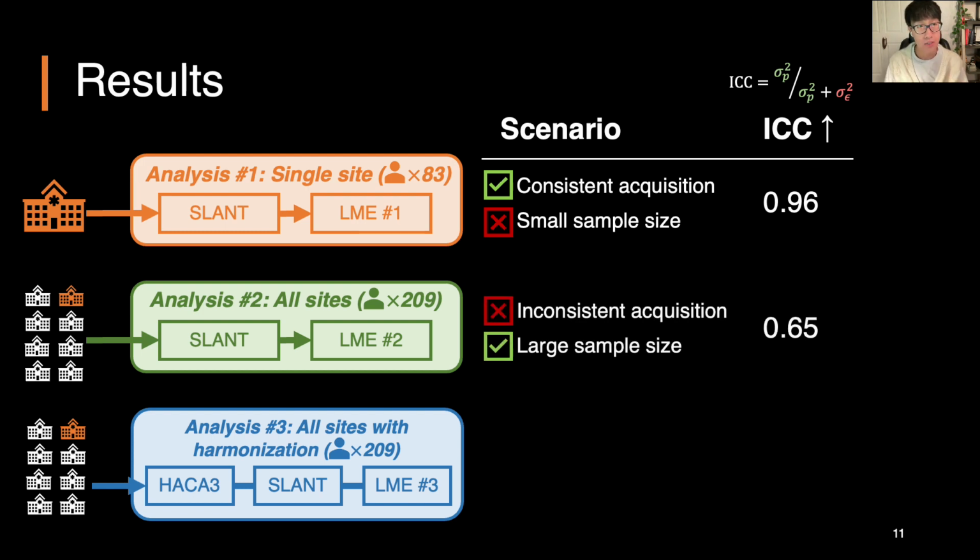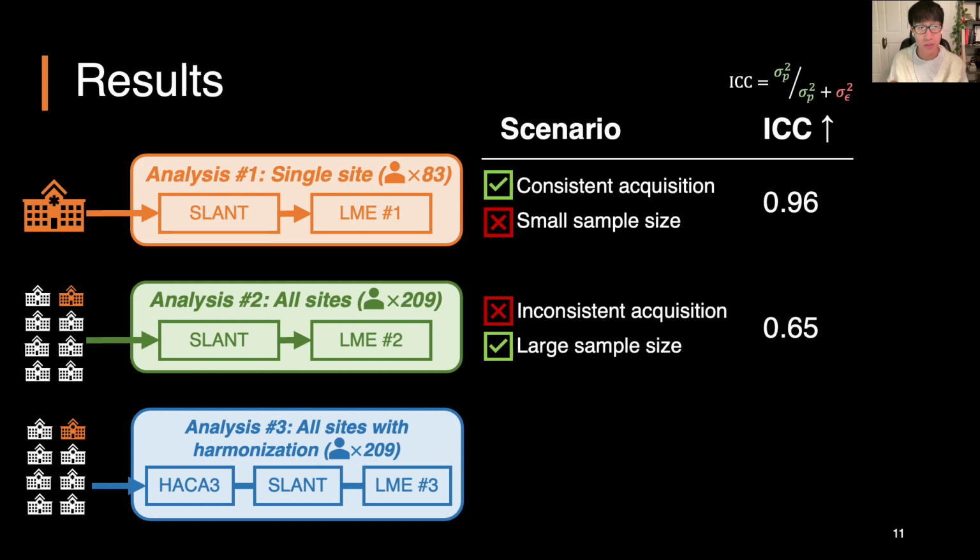For the second analysis, we do have a larger sample size because we include a lot of sites compared with the first analysis, but we do suffer from inconsistent acquisition. And in this case, we see that the ICC goes from almost perfect to a poor ICC, only 0.65. And according to the literature, this is considered poor ICC.